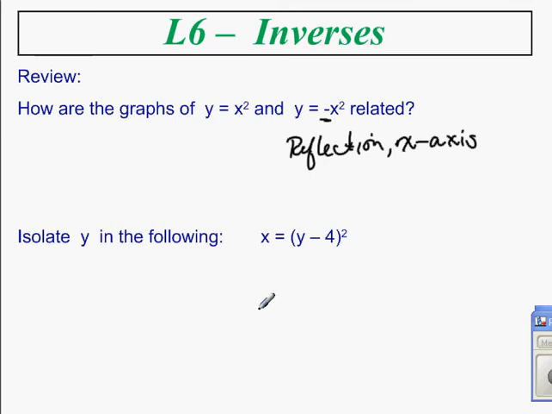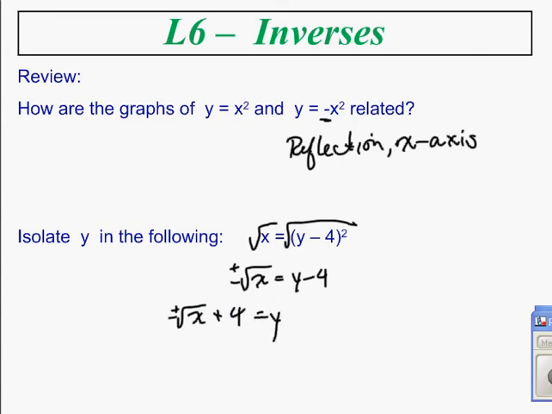The second thing is right here. If I ask you to solve for y, the first thing you have to do is square root both sides. So what we end up with is plus or minus root x equals y minus 4. You have to have the plus or minus because it could be either answer. And then when we solve for y, we add 4 to both sides. So we have plus or minus root x plus 4 equals y. Just some things to keep in mind as we're going along.